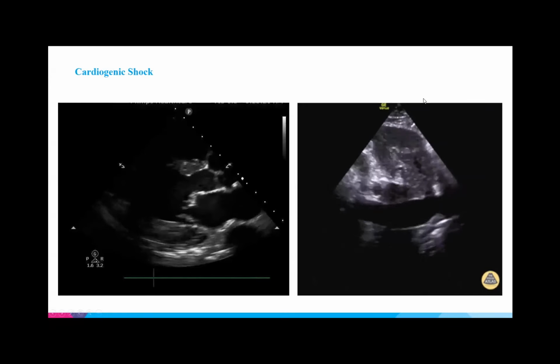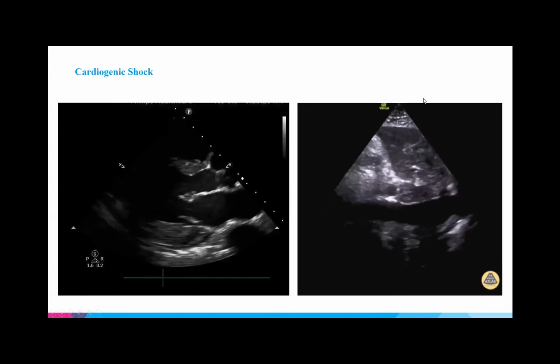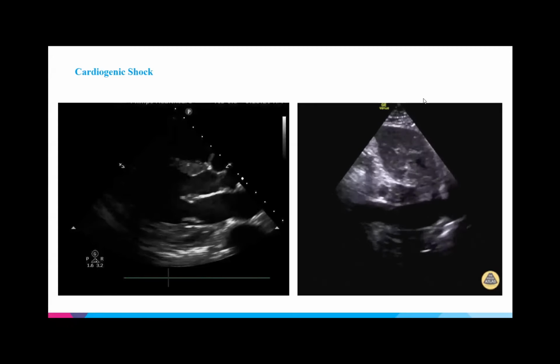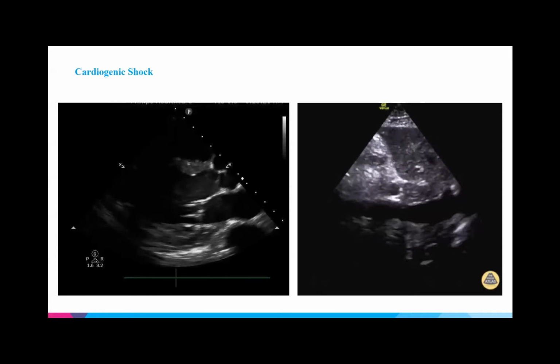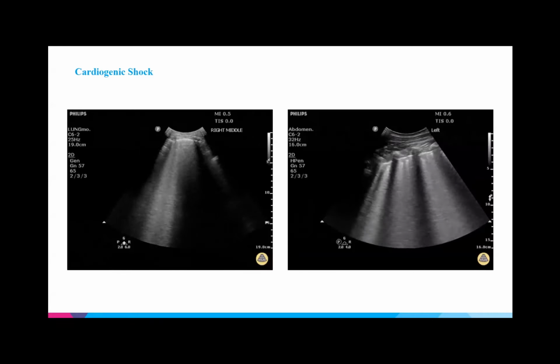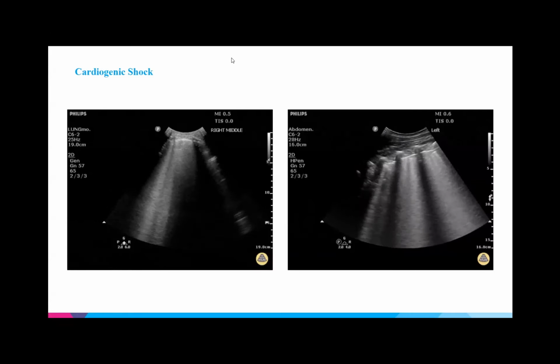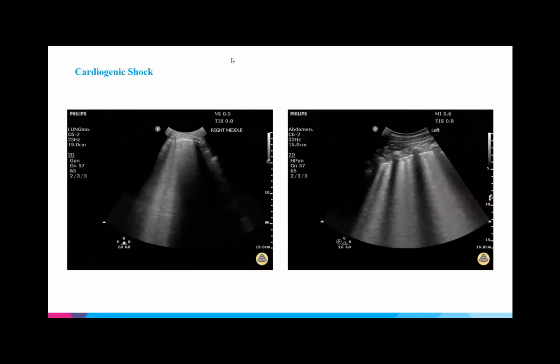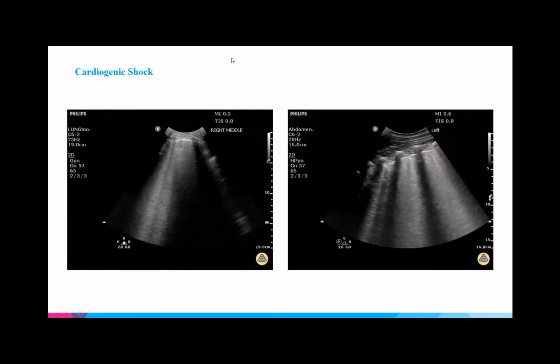Yep, so very big, non-collapsible. So consistent with cardiogenic shock type picture. And of course, what would you see on lung ultrasound with cardiogenic shock? So you'd see this. So what are we seeing here? Yep, absolutely. So we have our B lines bilaterally.